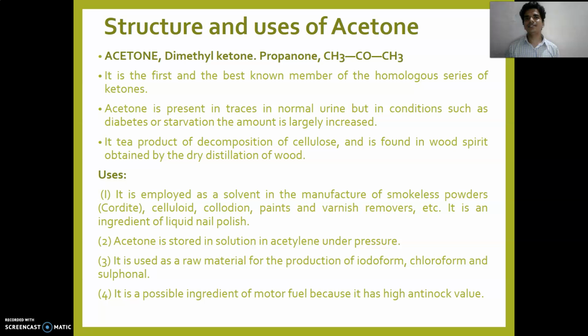Then the structure and uses of the next compound, acetone. Acetone is dimethyl ketone, propanone, that is CH3COCH3. It is the first and best known member of the homologous series of ketones. Acetone is present in trace amounts in normal urine, but in conditions such as diabetes or starvation, the amount is largely increased. So ketone bodies increase in the blood at that time.